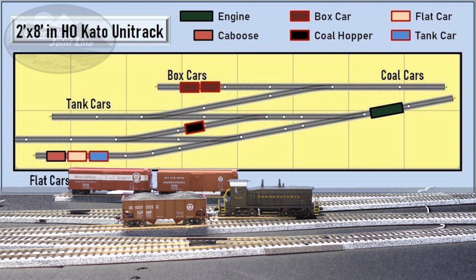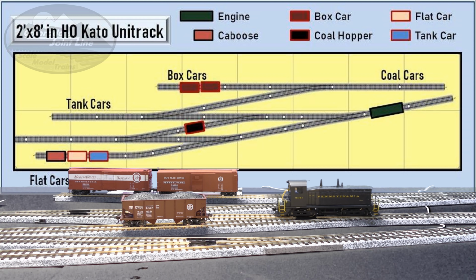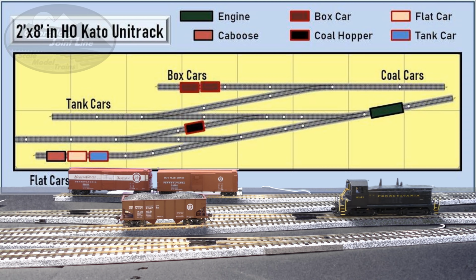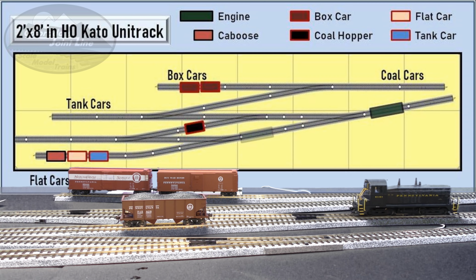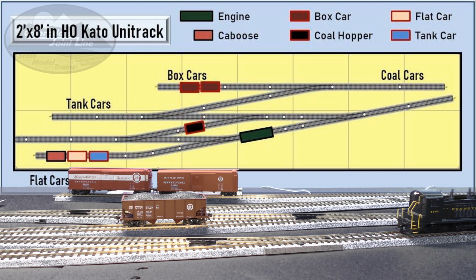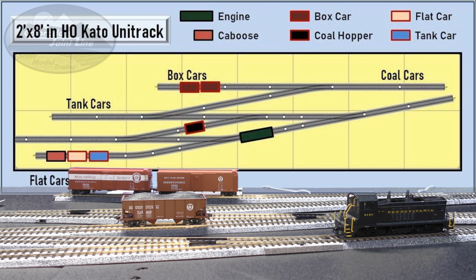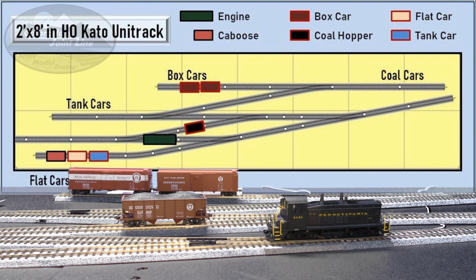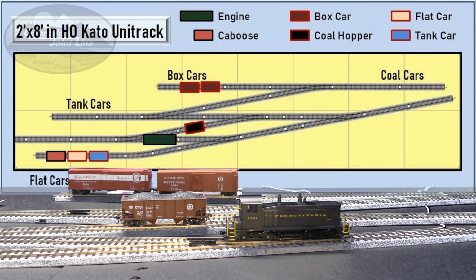So with both boxcars dropped off, I'll now go back and instead of going back to the tank car and flat car, I'll use the runaround track to grab the coal car and then shove it up into the industry for the coal cars there in the upper right-hand corner of the layout.